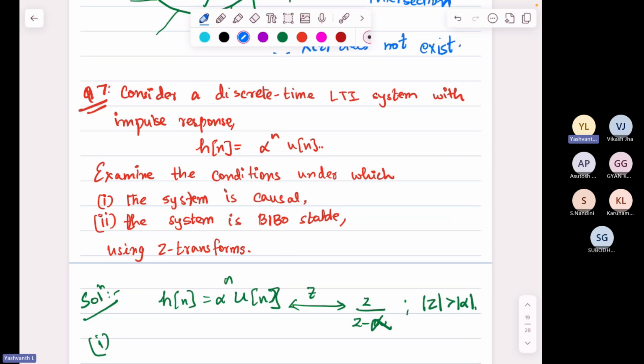Consider a discrete time LTI system with impulse response given as h of n equal to alpha power n u of n. This is the impulse response of a discrete time LTI system. The question is, examine the conditions under which the system is a causal system and the system is BIBO stable using Z transforms. So we are just going to use the properties of these two, causality and stability, in terms of how the ROC should be for a BIBO stable and a causal system. Just using those properties only, we're going to solve the question.